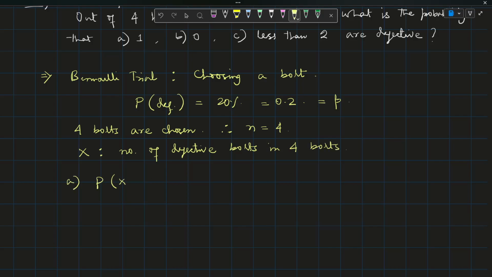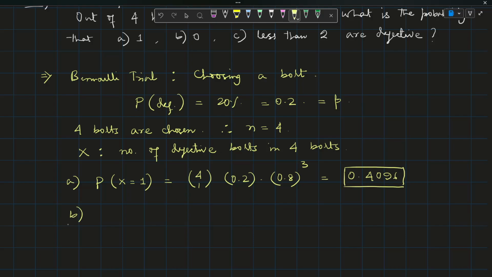So A, probability of x equals 1, that is there is only one faulty bolt. The probability of that is 4C1, 0.2 to the power 1 and 0.8 to the power 3. And upon calculation it will be 0.4096. B is 0 bolts are defective. That is probability x equals 0, which equals 4C0, 0.2 to the power 0 and 0.8 to the power 4. And after calculation we again get the same result.